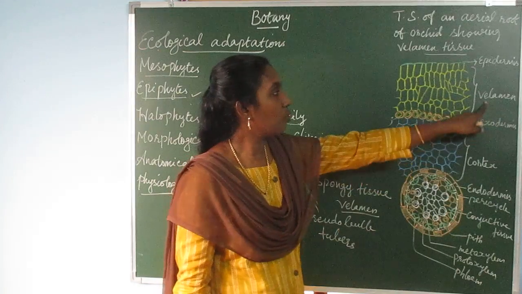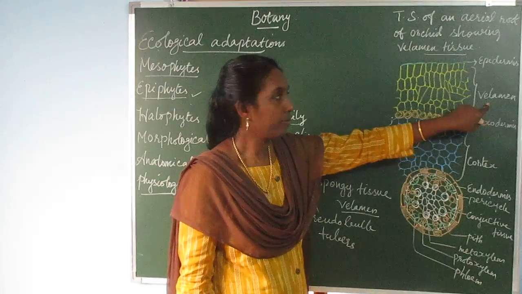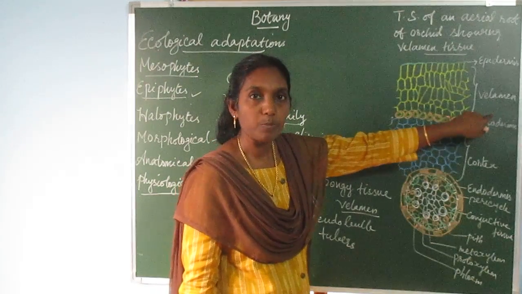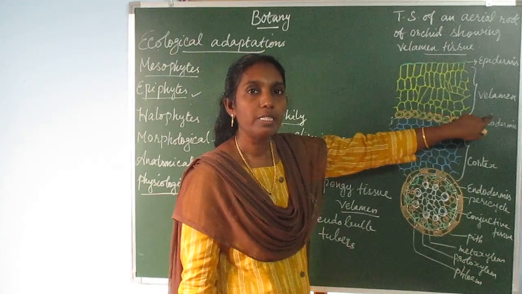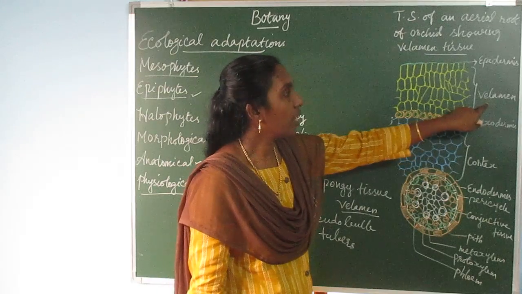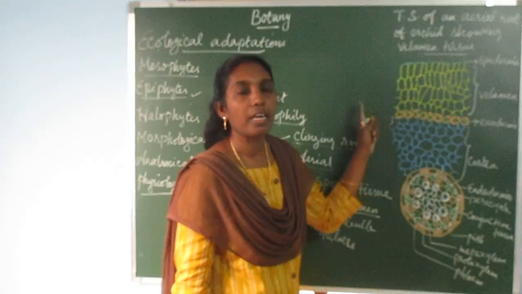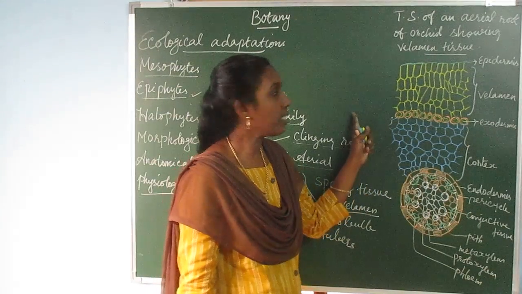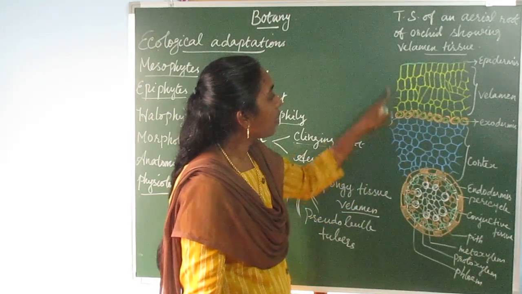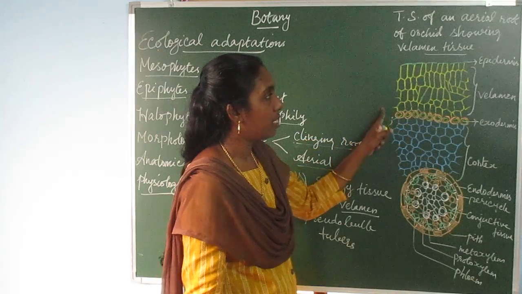What's velamen? This is 2 more question, very important. It's a special type of spongy tissue which helps to absorb water from the moisture. So this velamen is a multi-layered epidermis. It's found in most of the epiphytic plants, so that this epidermal part is multi-layered. There are many layers of epidermal cells.